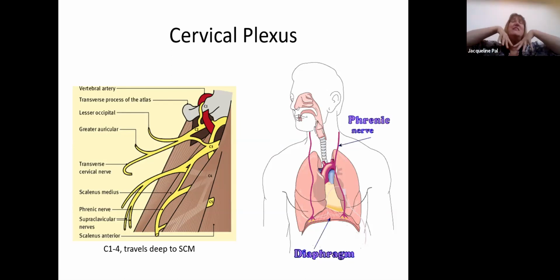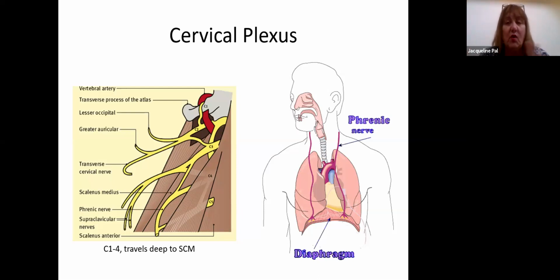And then the only nerve we're going to learn has nothing to do with what's going on in your neck, but it has to do with a nerve that enters your thoracic cavity. It travels between your lungs and your heart, and it innervates the diaphragm. And that nerve is the phrenic nerve. So the phrenic nerve gives motor to the diaphragm.